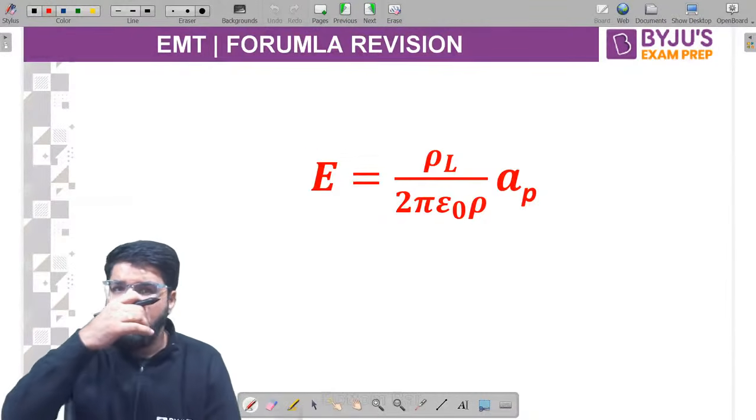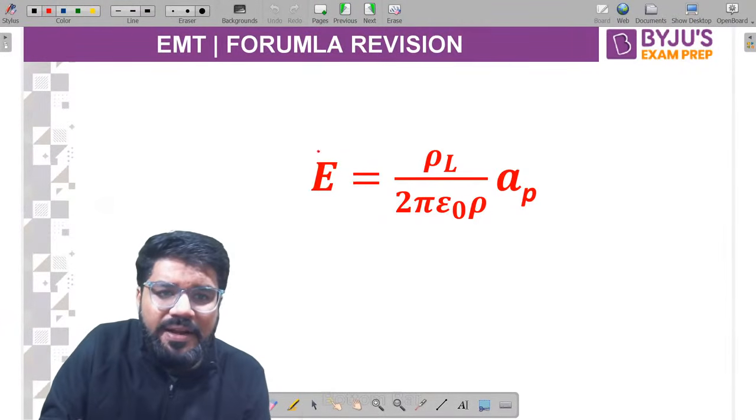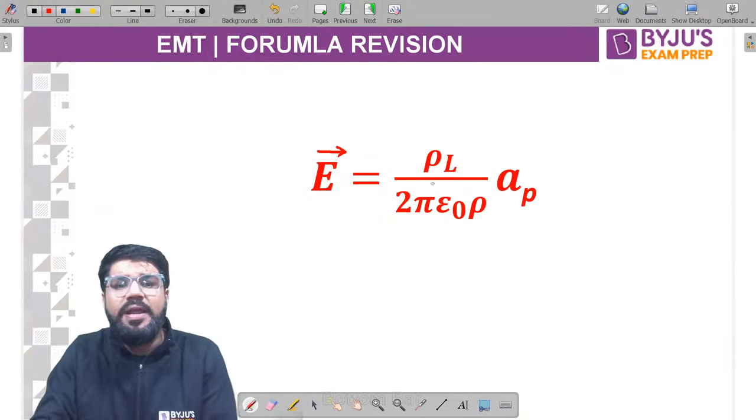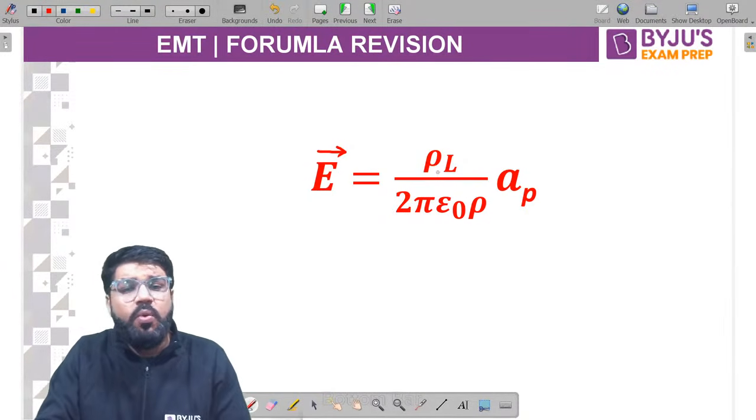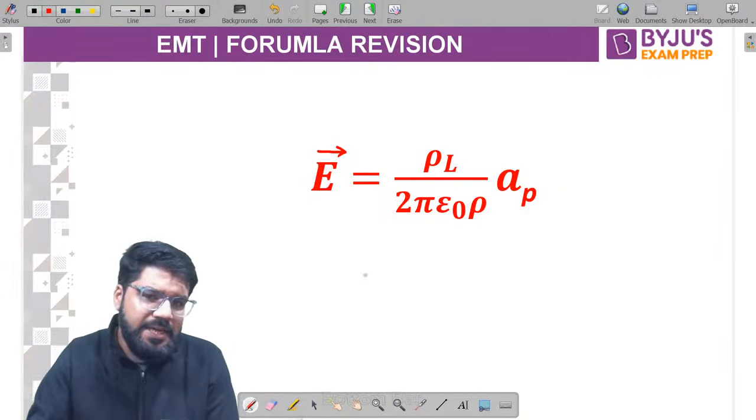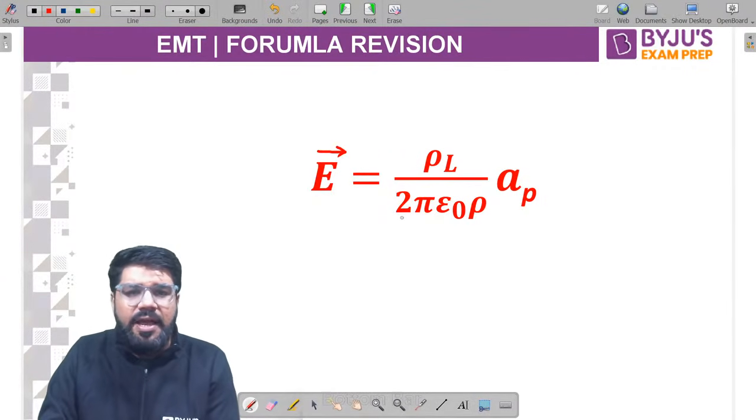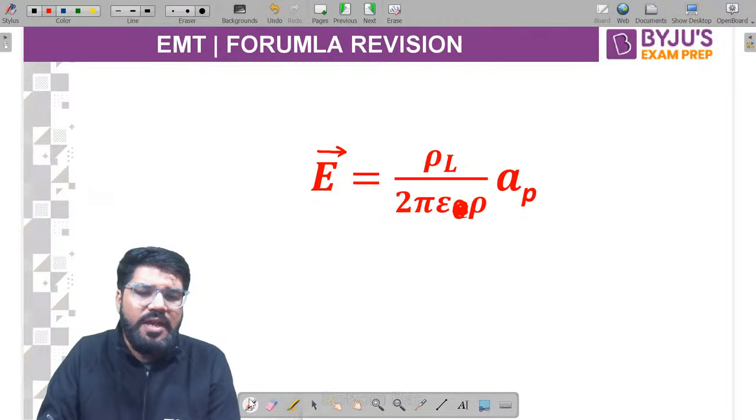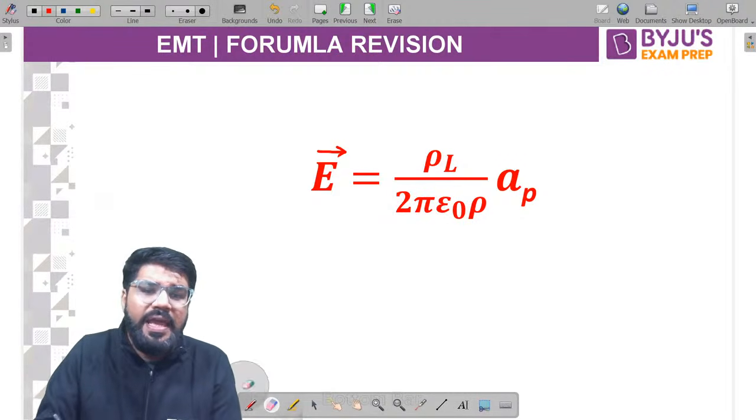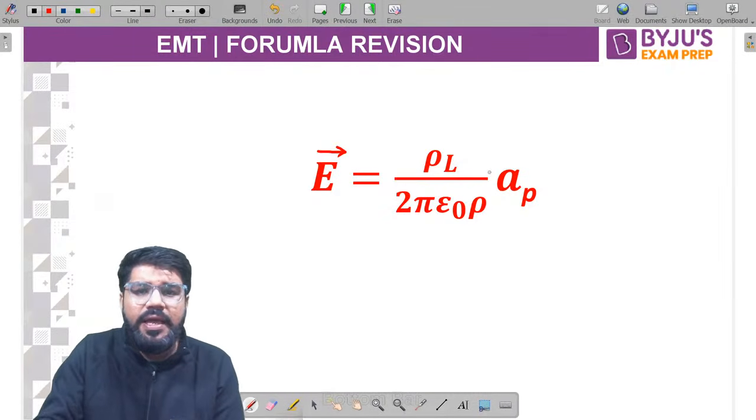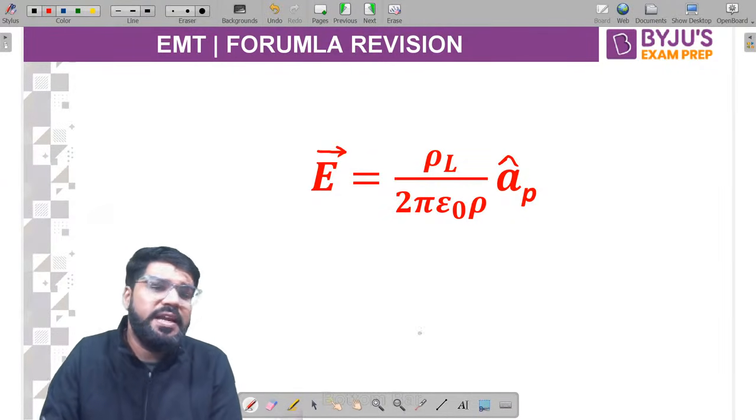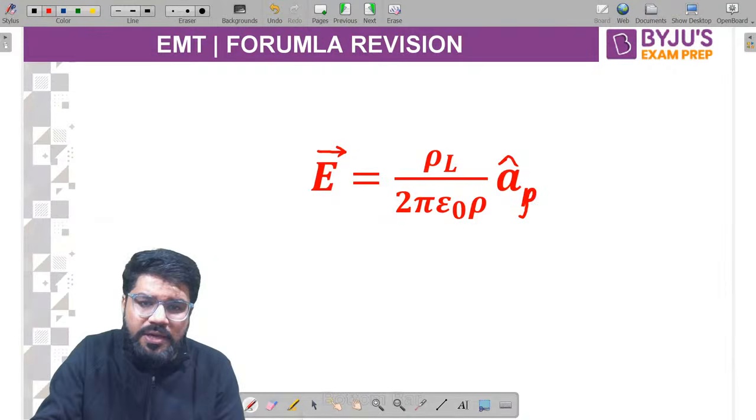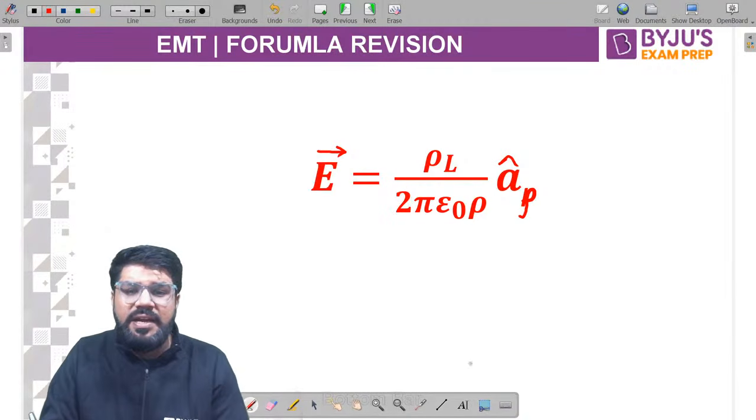After applying the Gauss law, what is the electric field we obtain? The electric field is given by rho L upon 2 pi epsilon naught rho, A rho. What is rho L? It is the line charge density, charge per unit length, upon 2 pi epsilon naught. Epsilon naught is the permittivity of free space. If it is not free space, you can use the epsilon of that particular medium. A rho is the rho direction of the cylindrical coordinate system.